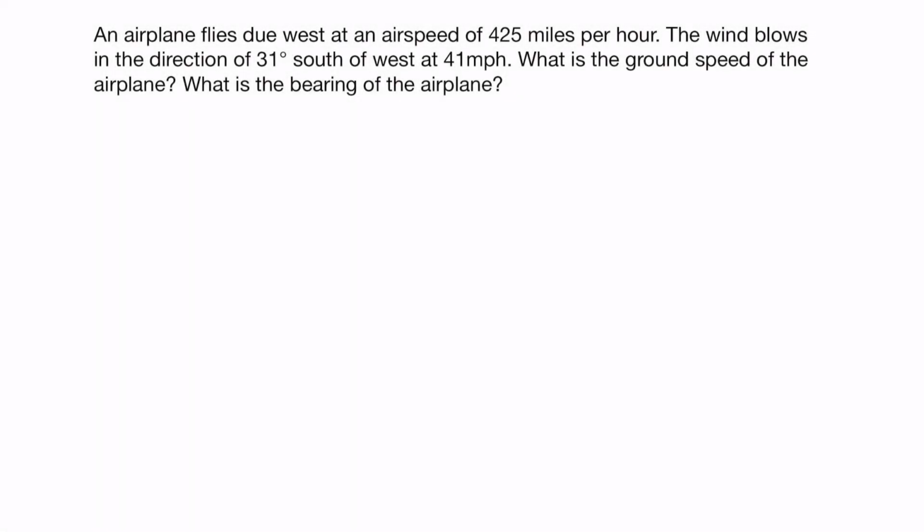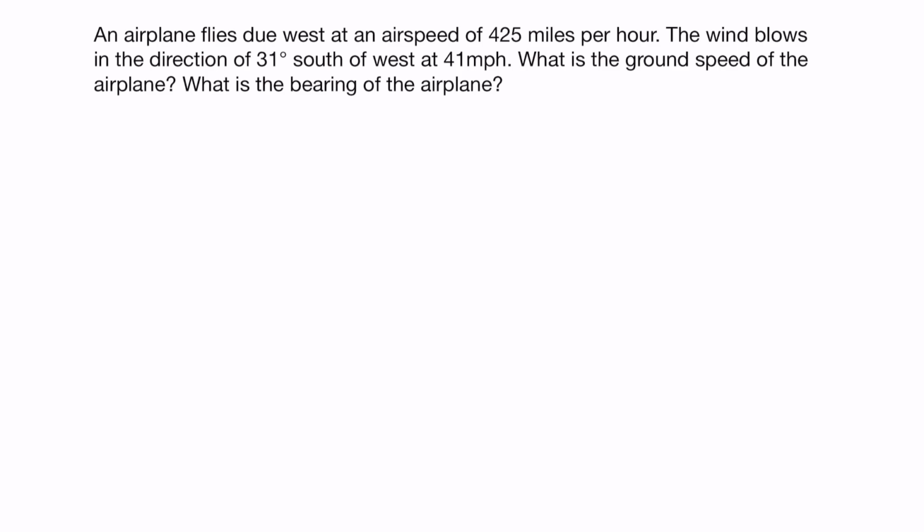Welcome. An airplane flies due west at an airspeed of 425 miles per hour. The wind blows in the direction of 31 degrees south of west at 41 miles per hour. We want to know what the ground speed of the airplane is and what the bearing of the airplane is. Before we begin, however, a sketch is merited.